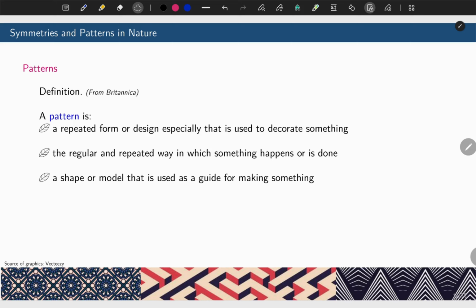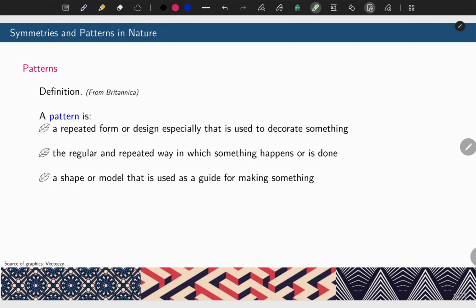Next, patterns. By definition, a pattern is a repeated form or design, especially that is used to decorate something. Here in the bottom part of the slide, I put some graphics from Frieze. You will see patterns here that are repeated, just like this one. This one is replicated in this manner.